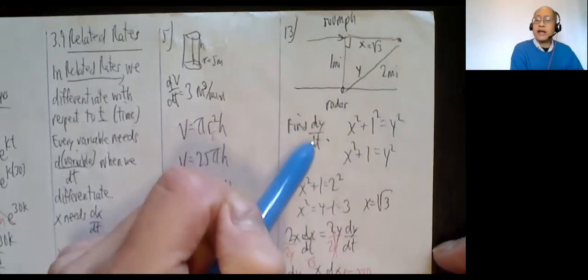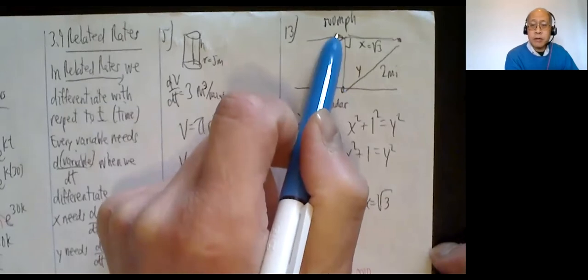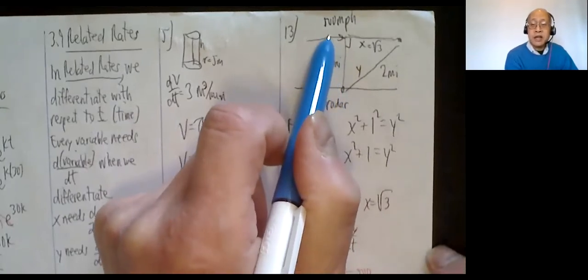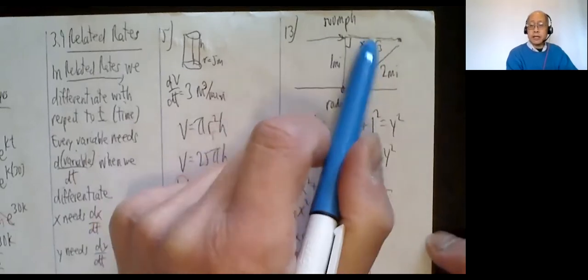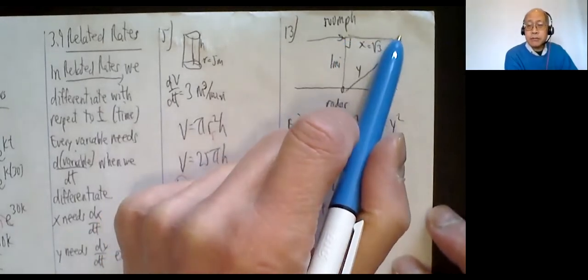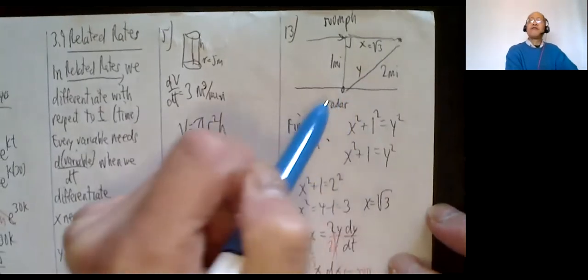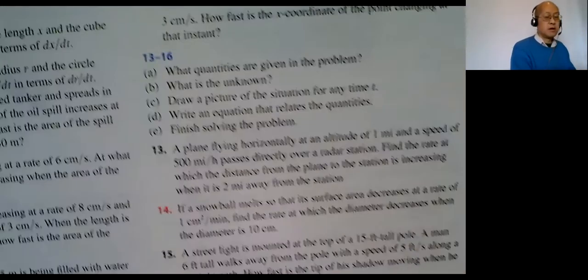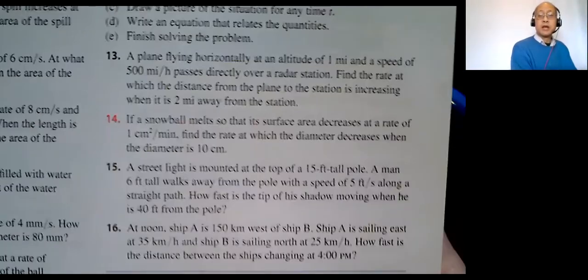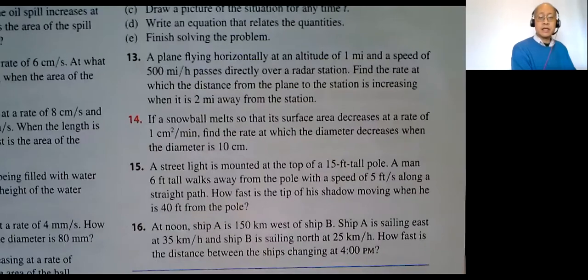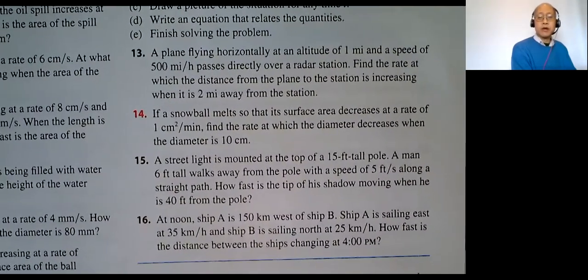Interpretation, find dy dt in my picture. Okay, here's 1 mile, X, which moves, Y moves, the 1 does not move. From the words, it's flying horizontally, doesn't go up, doesn't go down, so its distance above the ground stays at 1. So I decided to call this X, I decided to call that Y. Find dy dt. Show you the words again. So 13, find the rate at which the distance from the plane to the station, that's what I called Y, is increasing, dy dt, when it is 2 miles away from the station.